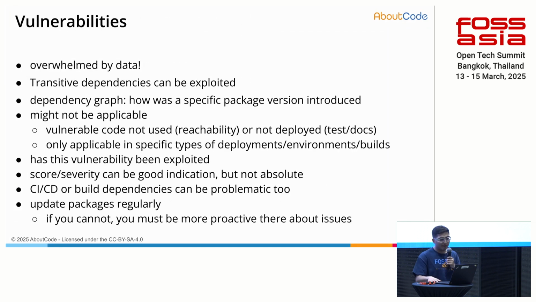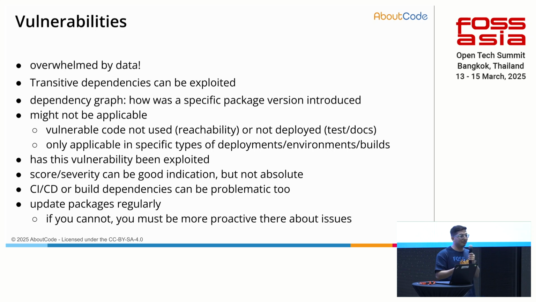Okay, vulnerabilities. Typically, if you are scanning for vulnerabilities in a large app, my experience is that the data is so much that we get overwhelmed by it. Like all the dependencies that you have in your dependency graphs, and they sometimes have multiple CVEs, and how can you look at this?